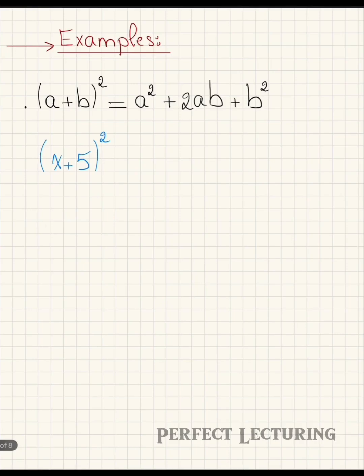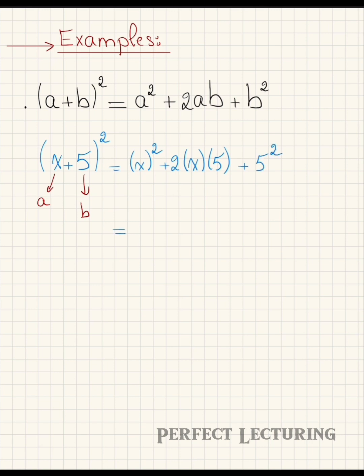In the first formula, you have (a plus b) to the power of 2. So it is a squared plus 2ab plus b squared. As an example, if you have (x plus 5) squared, the x will act as a and 5 will act as b. So that is equal to a squared, which is x to the power of 2, plus 2 times the first term times the second term, so 2 times x times 5, plus b to the power of 2, and that is 5 to the power of 2.